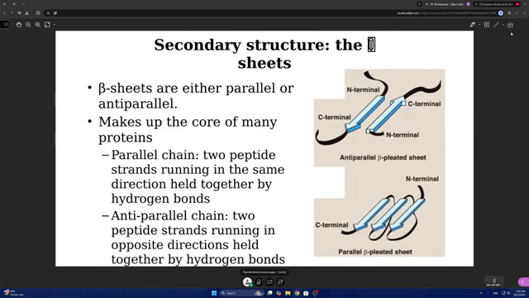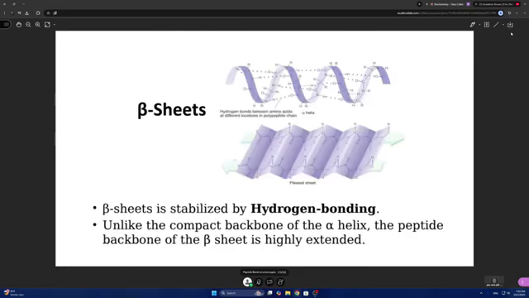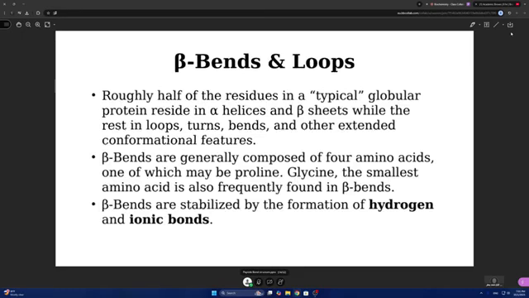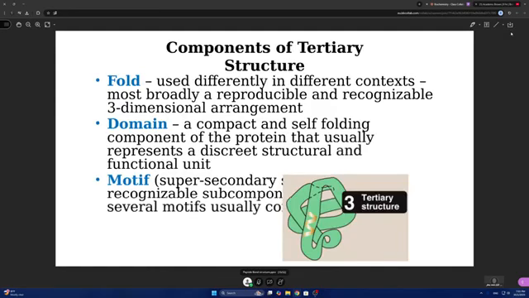Now coming to the second kind, they are also stabilized by hydrogen bonding. And the third kind, that is turns or bends, they are stabilized by hydrogen bonds as well as ionic bonds. Now we will skip this.